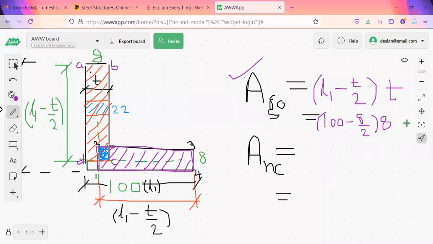Only in the net area of the connected leg, you may be having some problems. So A, B, C, D, I will write it as it is. This area is again 100 minus 8 by 2, into thickness. Same I'll write because rectangle ABCD and 1, 2, 3, 4 both are the same, because it is an equal angle, into 8. Then minus, because why does minus come in this case? Because there is a hole here. This is 22 into thickness 8.